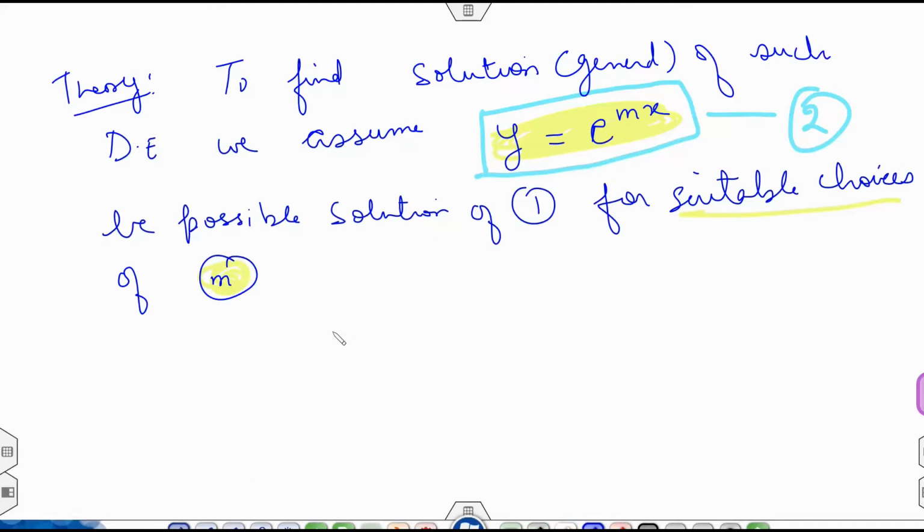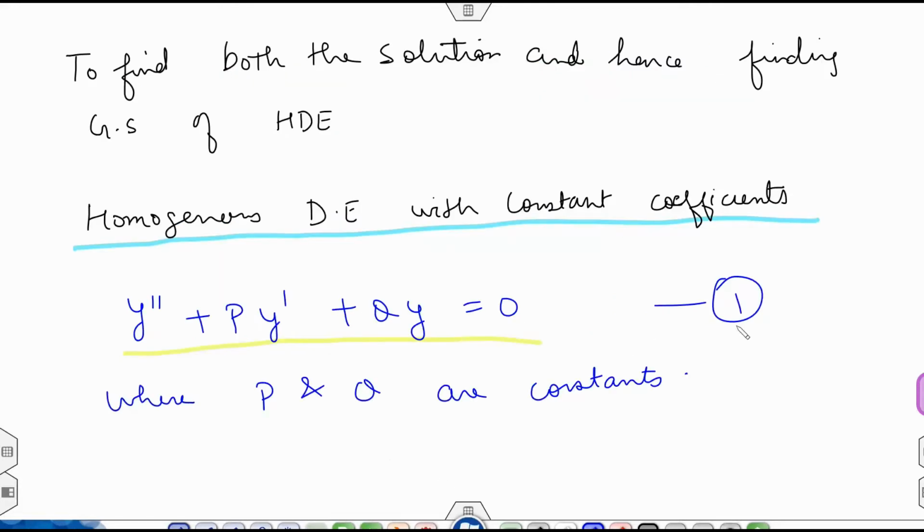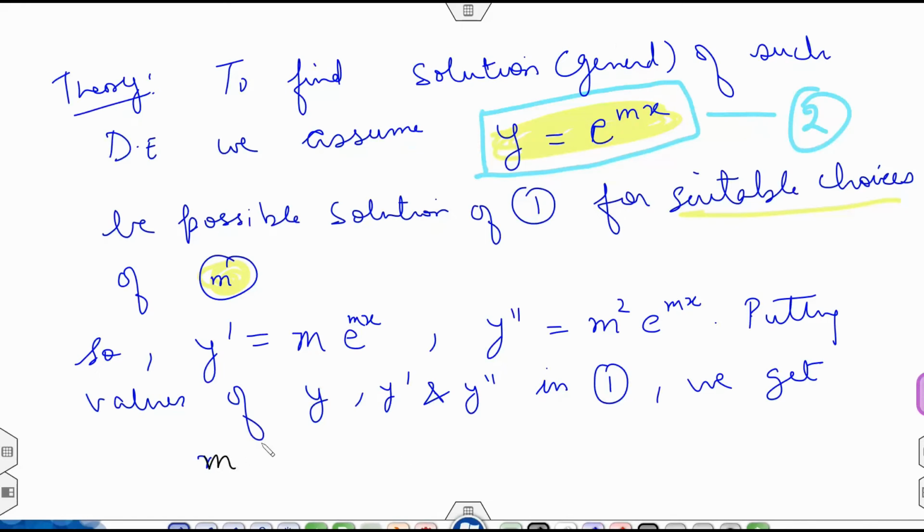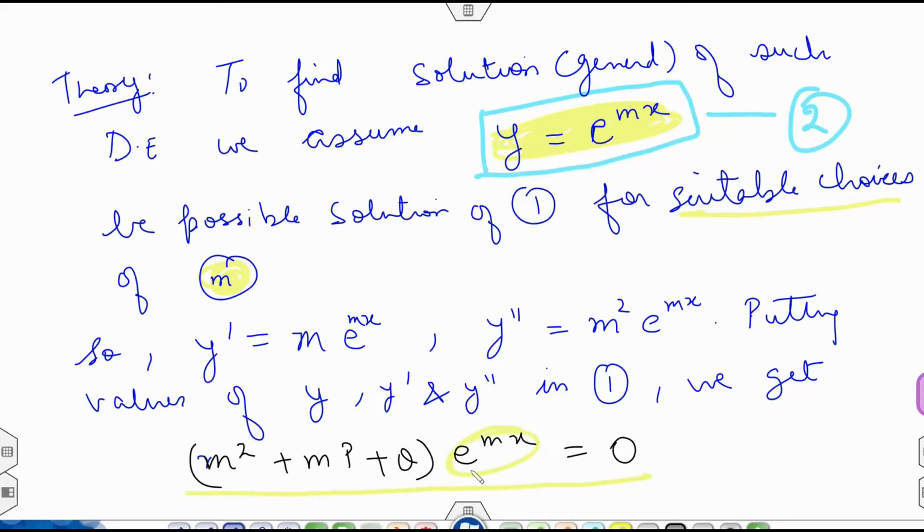First of all, we will differentiate equation number 2. So we get this, and then differentiating again, we get this. It is a very simple function and its differentiation is very easy. Now we have to put these values in equation number 1. Putting them in, we get m square plus mp plus q, times e to the power mx, is equal to 0. Now observe this equation: e to the power mx is never equal to 0. Therefore, the other quantity must be equal to 0. I'll just write it down.